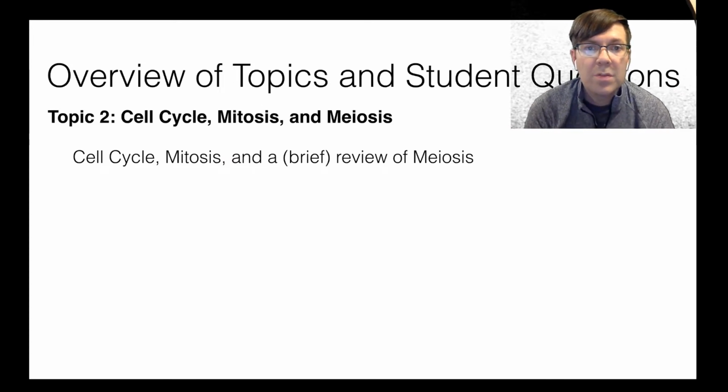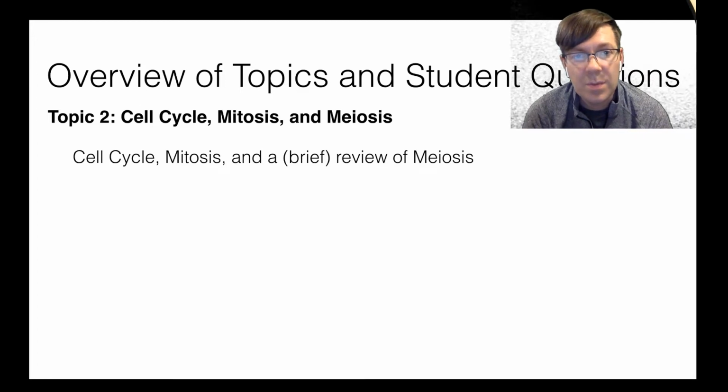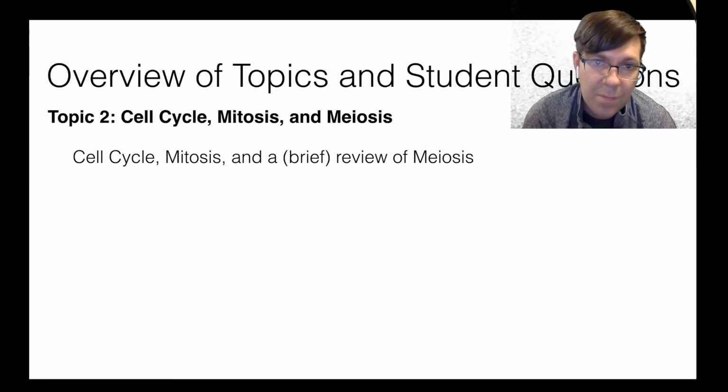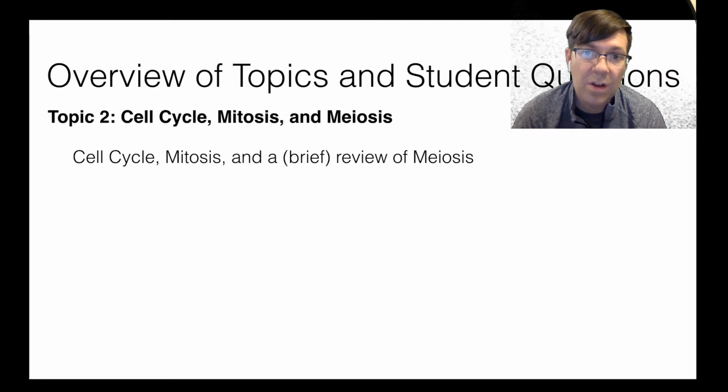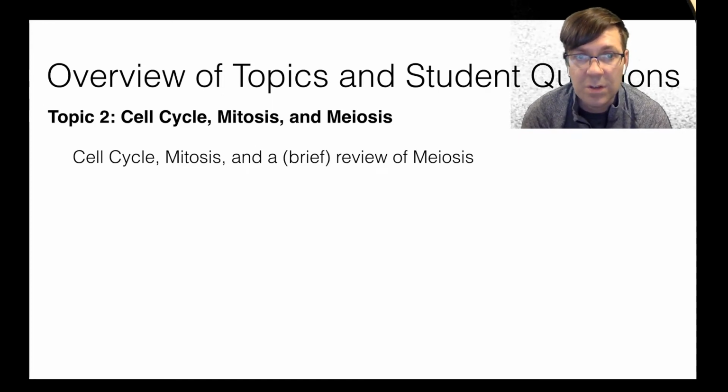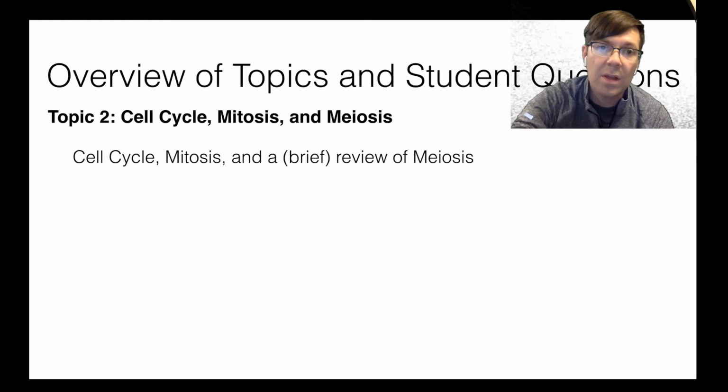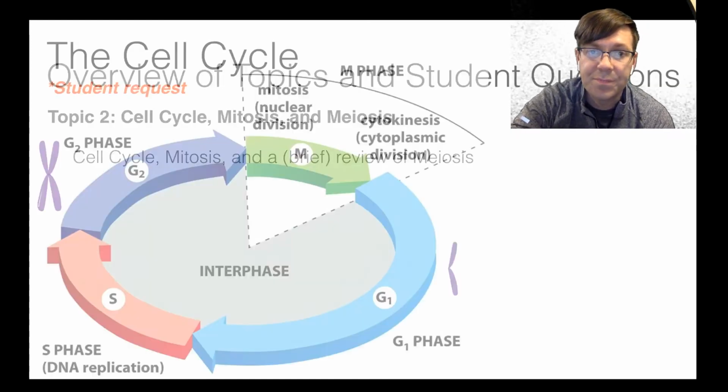All right, so the student question was about the cell cycle and mitosis, and to sort of compare and contrast mitosis and meiosis. All right, so we're not going to get into the details of the genetic variation implications of meiosis. We're just going to focus on sorting chromosomes and cellular processes here. Okay, let's start with the cell cycle.